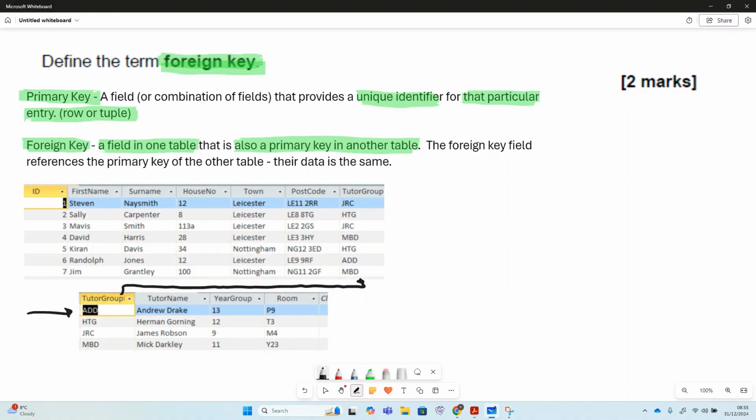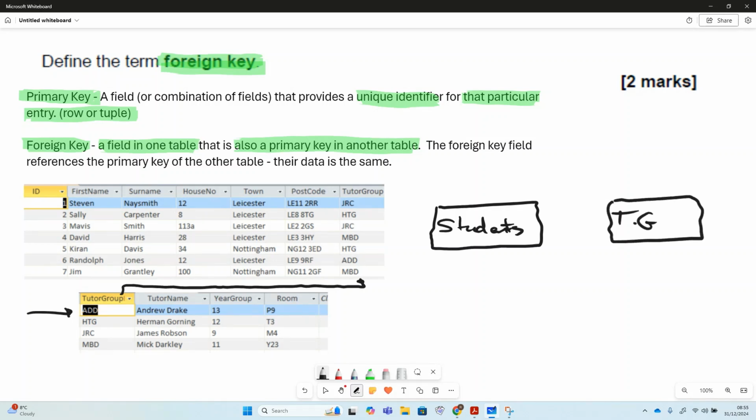So if you were to think about this as an entity diagram, you would have students and tutor groups, and we can think about the degree of that relationship. So the primary key is here in tutor groups, so it's 1 at that end and it's many at the student end.